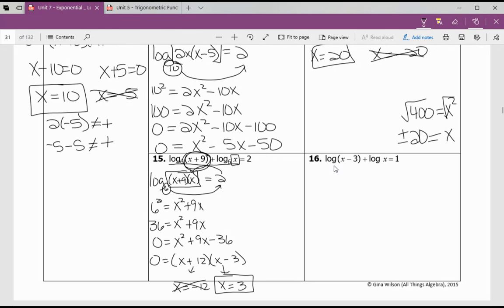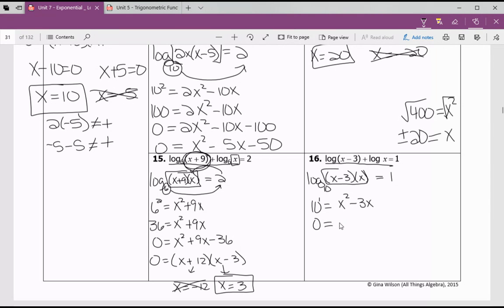Same thing we're going to do with number 15. I've got a log plus a log. So I'm going to write one logarithm using my product property. So that would be log of x minus 3 times x equals 1. Now we just talked about if there is no visible base, it's always a 10. So 10 to the first power equals, I'm going to go ahead and distribute that, x squared minus 3x.